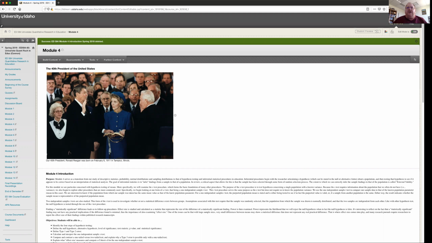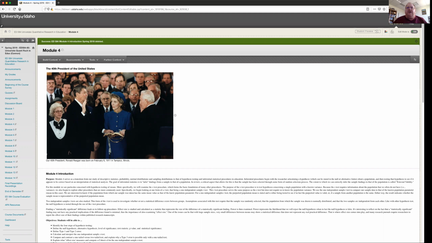Inferential procedures begin with the researcher articulating a hypothesis, which can be stated in the null or alternative forms about a population, and then testing that hypothesis to see if it appears to be correct based on an interpretation of statistical analysis. The goal of inferential statistics is to infer findings from a sample to that of a population.